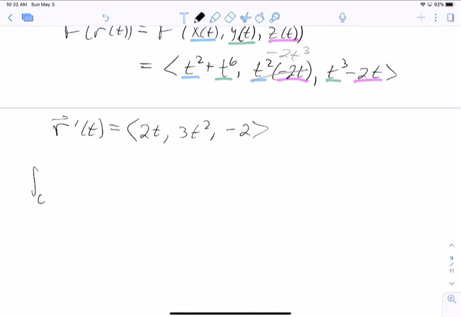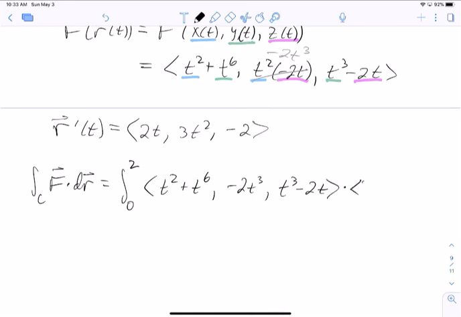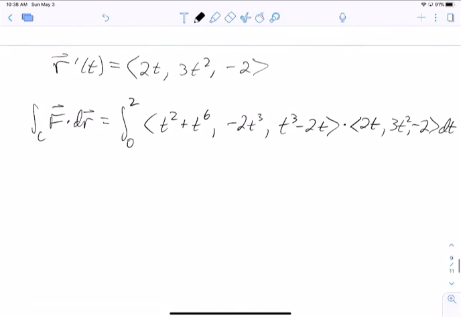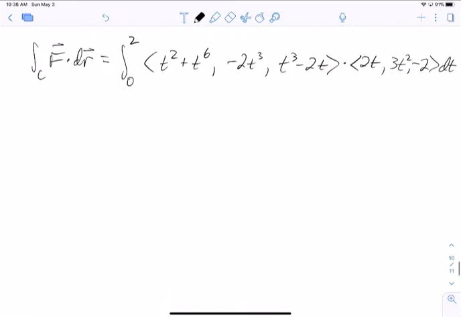Putting this together, we have that the line integral over C of F dot dr is equal to the integral from 0 to 2 of (t squared plus t to the sixth, negative 2t cubed, t cubed minus 2t) dotted with (2t, 3t squared, negative 2) dt. I'd like for you to go ahead and pause the video and do the work here. Get to the final answer, please.